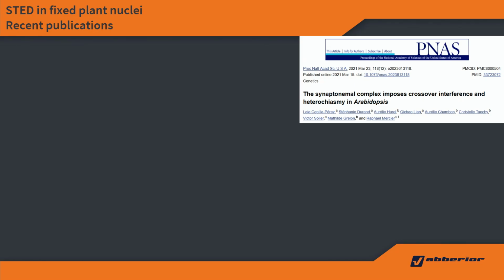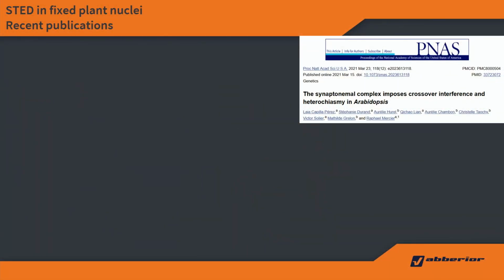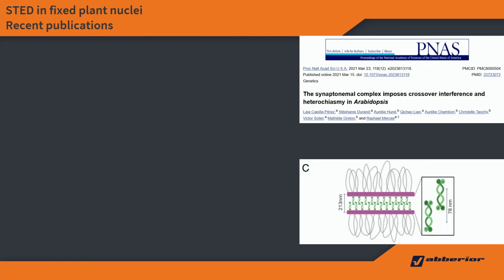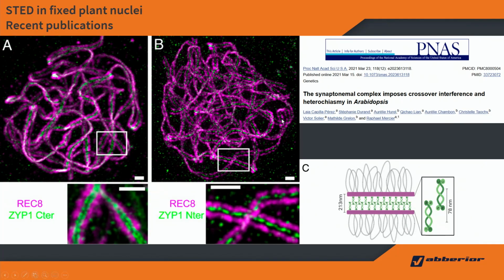This principle has been used recently in a few publications in fixed plant nuclei, and here the interest was mainly in meiosis. This is an example in PNAS from Raphael Mercier, one of our customers. They were looking at ZIP proteins, in particular the N and C termini here. You can see that the N termini are very close together, and you see in the STED image really just one green line for the N termini. For the C termini, which are further apart, you can actually see the two lines which you would not be able to see in a normal confocal image.